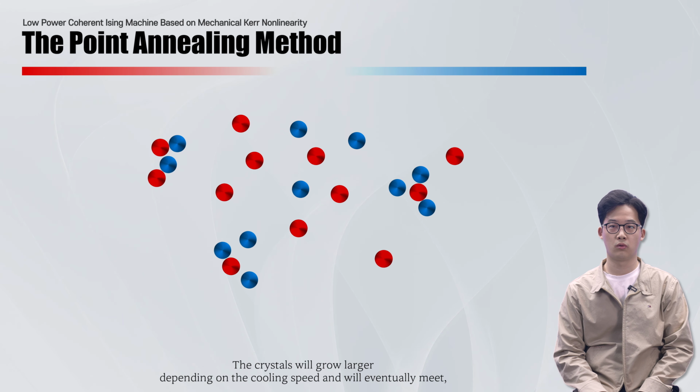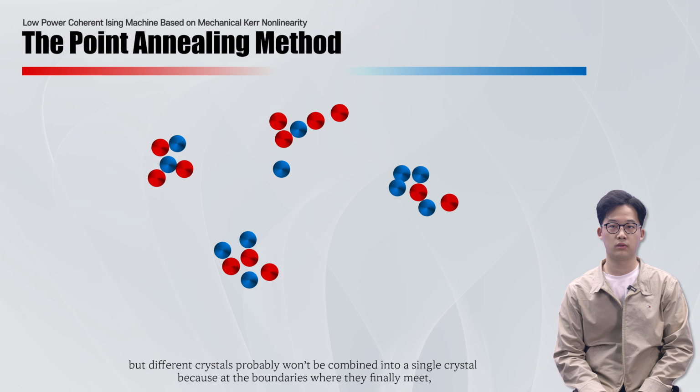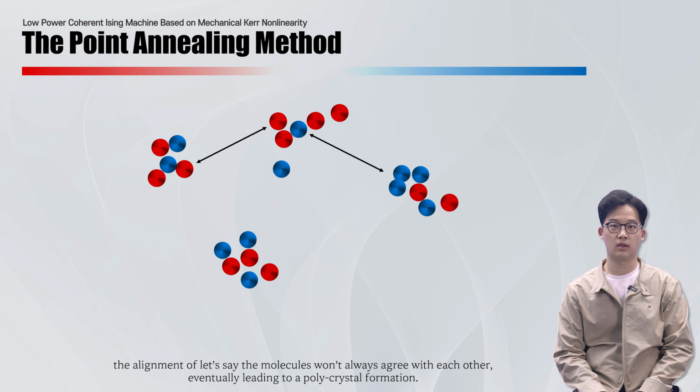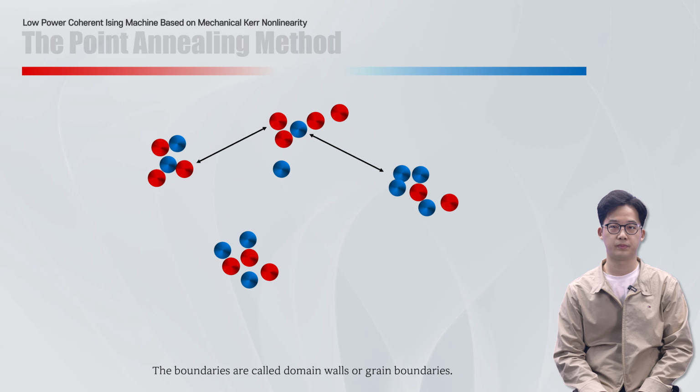The crystals will grow larger depending on the cooling speed and will eventually meet, but different crystals probably won't be combined into a single crystal because at the boundaries where they finally meet, the alignment of, let's say, the molecules won't always agree with each other, eventually leading to a polycrystal formation. The boundaries are called domain walls or also grain boundaries.